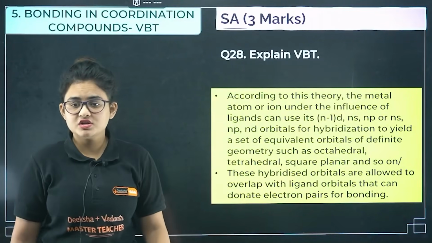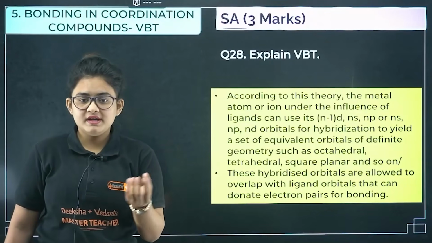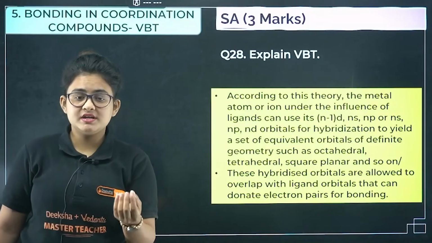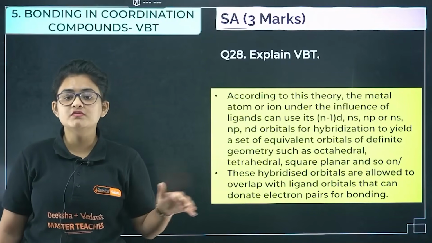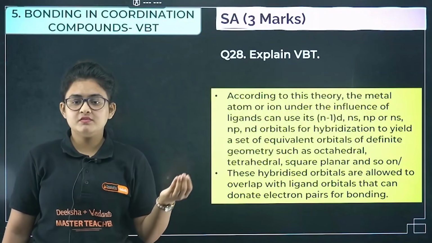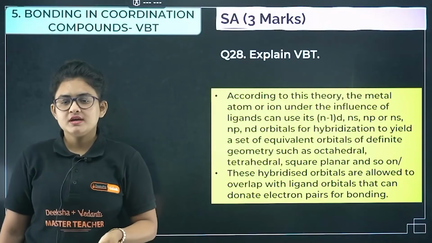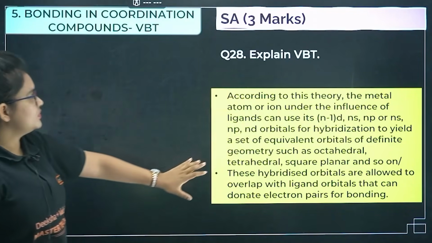Let's proceed. Explain VBT. Here you can see this is the entire VBT explanation. There is a hybridization of (n-1)d, ns, np. This orbital hybridization takes place, overlap of these orbitals takes place and their energy becomes equivalent. So they can form octahedral compounds, they can form tetrahedral compounds. So this is all about the VBT.